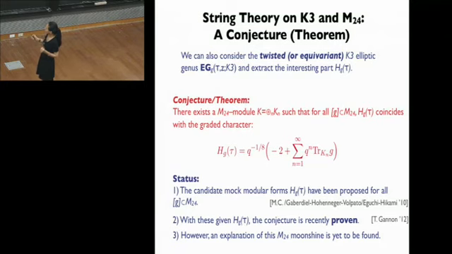And this H sub G was computed by 3 different groups, including myself, in 2010, for all the conjugacy classes of M24. So with these Mock modular forms H sub G, now you can formulate a conjecture which says that there exists an M24 module that is infinite dimensional and has a natural Z grading, such that for all the conjugacy classes, its graded character defined in this way simply coincides with the Mock modular form. And in the meanwhile, the conjecture has been proven last year.